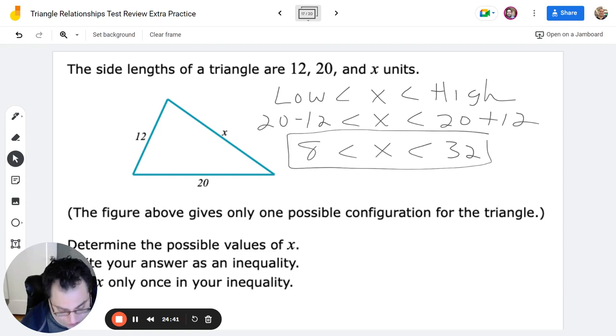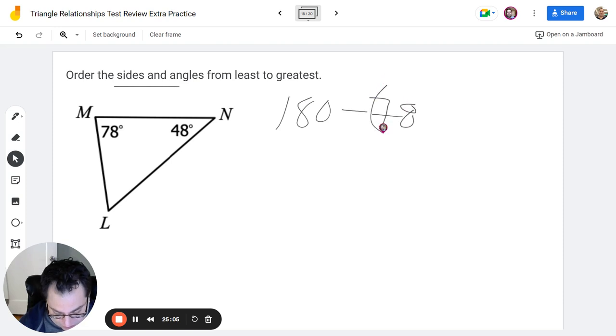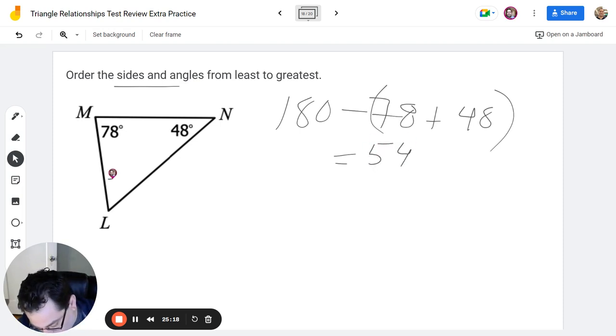Question number 18. Order the sides and angles from least to greatest. In order to find the missing angle, we just need to use the triangle sum theorem. So we take 180 and we subtract 78 plus 48. 70 plus 40 is 110, 110 plus 16 is 126, and 180 minus 126 is 54 degrees. So this is 54 degrees.